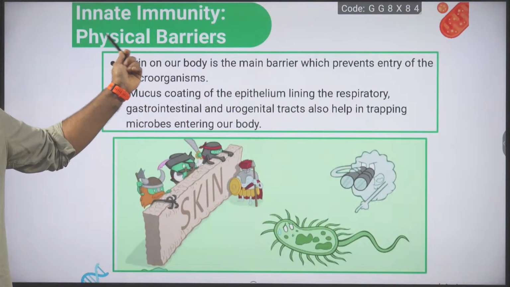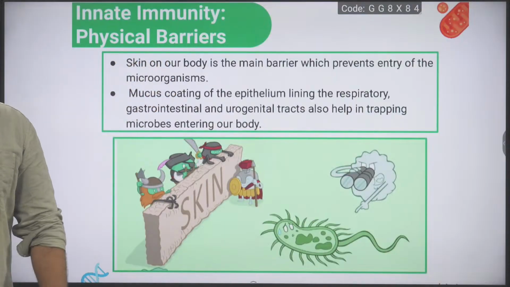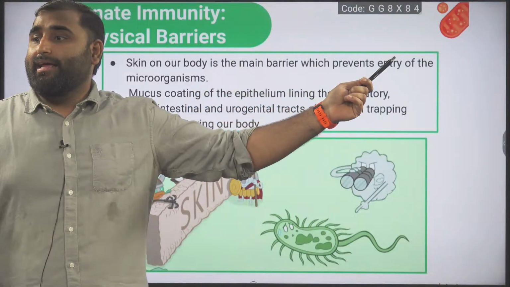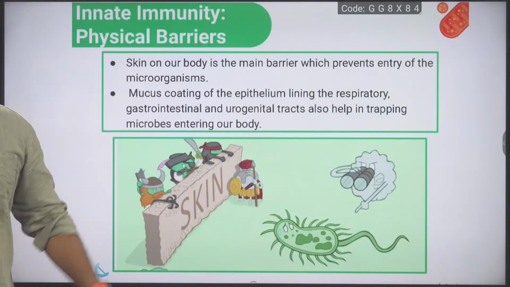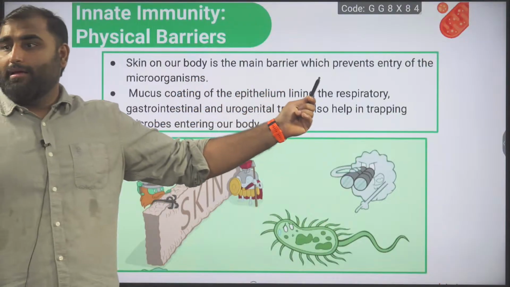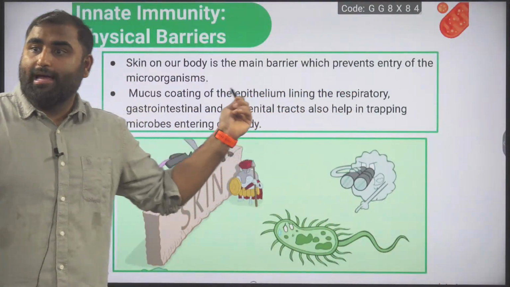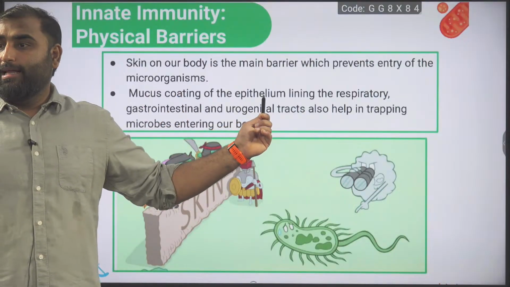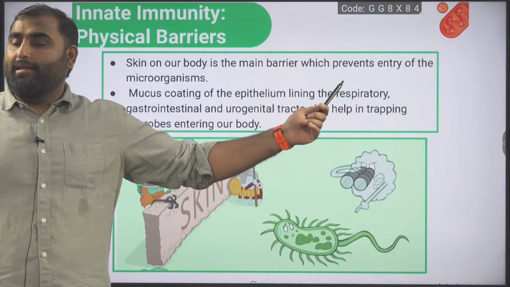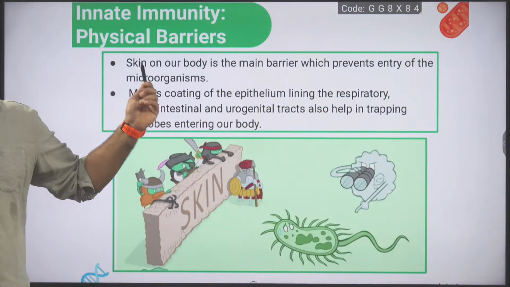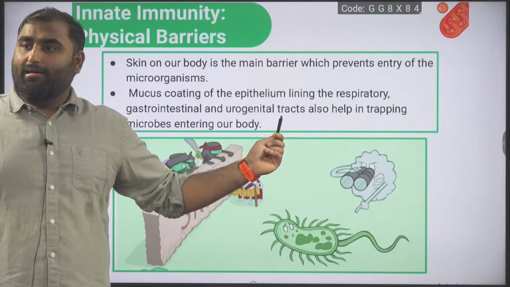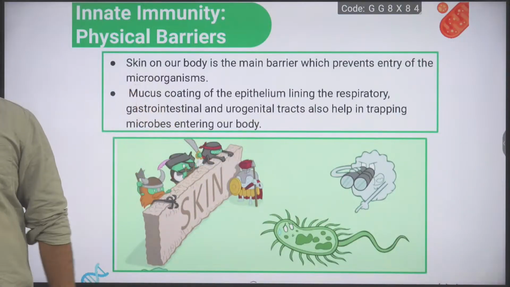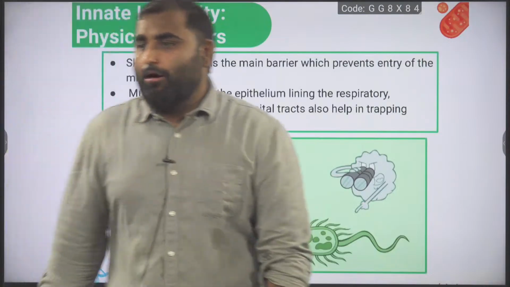Next. Innate immunity, physical barrier. What does a physical barrier do? A physical barrier prevents the entry of microorganisms. Skin on our body is the main barrier which prevents the entry of microorganisms. That is the first barrier. The second barrier is internal: the mucus coating of the epithelium, the mucous membrane lining the respiratory tract, GI tract, that is gastrointestinal tract, and urinogenital tract, which helps in trapping the microbes entering our body. So this is the first barrier of innate immunity.